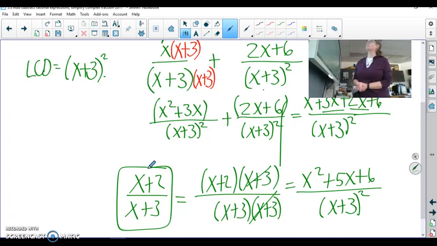Okay, so I'm going to stop here, and I'm going to make a second video with some more examples of how to add and subtract, and then I'm also going to do some subtraction.